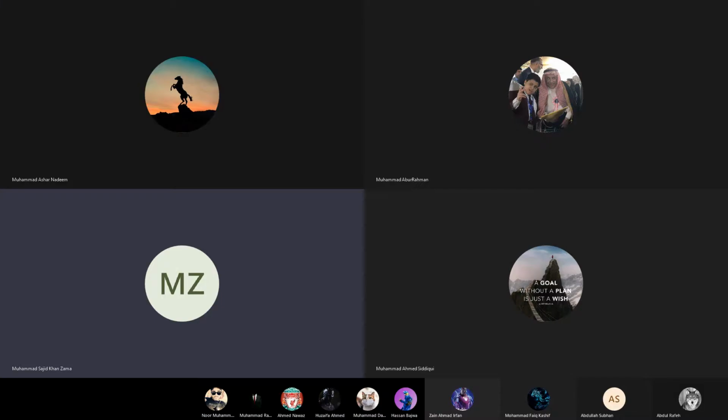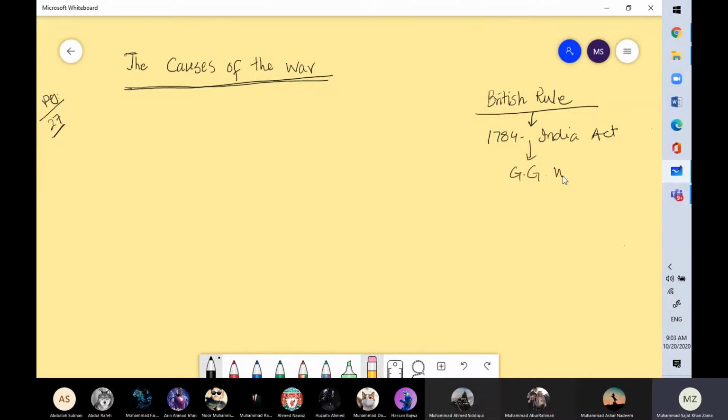The Governor General. Who was the first Governor General? Warren Hastings. Is it clear? Yes, sir. This is the beginning of British rule in India.